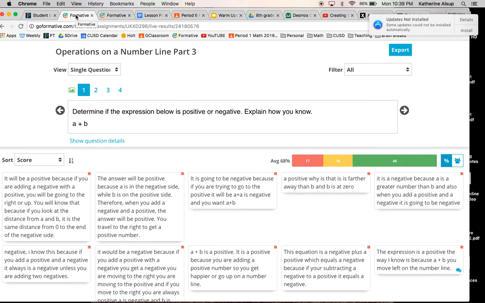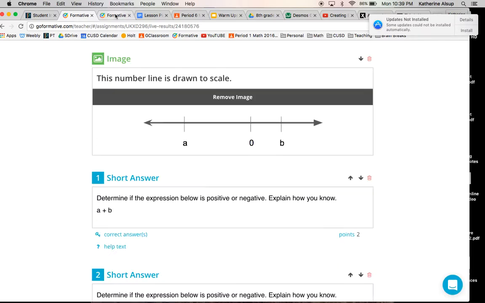68% of the class got this one correct. 46 students out of all 3 periods got it correct. 16 students got it partially correct. 17 students got it wrong. And a big part of why students got it wrong is they made incorrect generalizations.